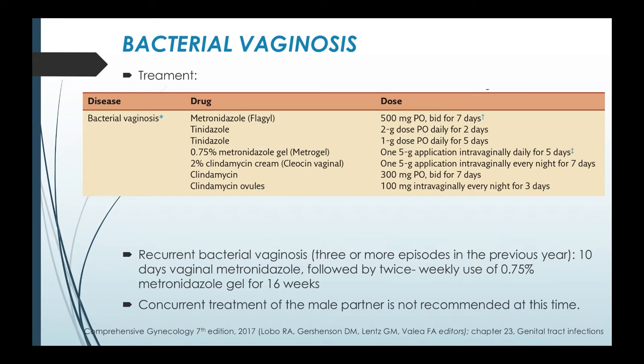For recurrent bacterial vaginosis, that is bacterial vaginosis that occurs 3 or more times in a year, we give 10 days of vaginal metronidazole followed by twice weekly use of 0.75% metronidazole gel for 16 weeks. Concurrent treatment of the male partner is not really recommended for bacterial vaginosis.